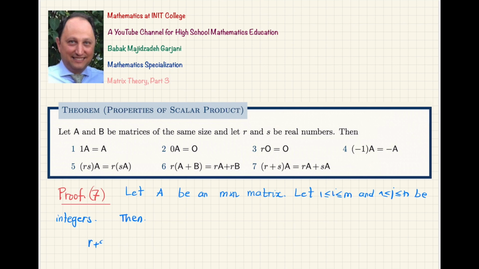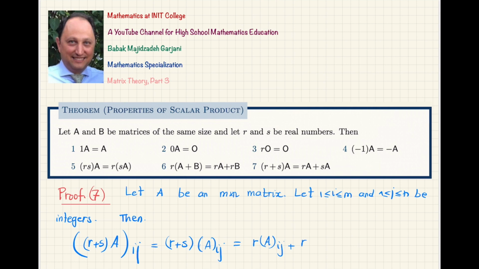Then what should we prove? We should prove that (R plus S) times A, the ijth entry, is equal to the ijth entry on the right hand side. So according to scalar multiplication, I should be able to write it as R plus S multiplied by the corresponding entry of my matrix. But now this is the dot between two numbers. This is just the normal multiplication, and that's the normal addition. And normal addition and multiplication enjoy the distribution property, so I can use that fact and write it like this.